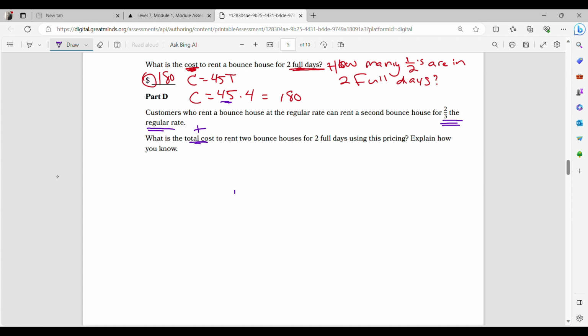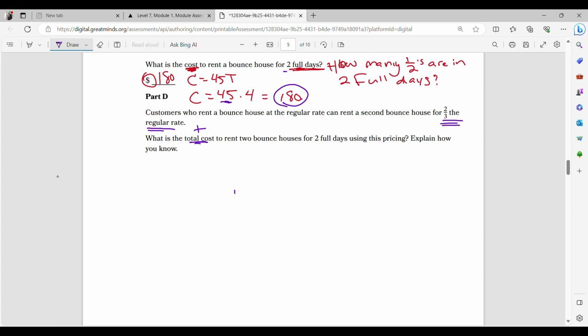Total cost to rent 2 bounce houses. We just did that right up here. 2 bounce houses for 2 full days using this pricing. So 1 bounce house is a bounce house for 2 full days. 1 bounce house for 2 full days is this. So adding a second is 2/3 the price of this. So we need to find 2/3 the price of 180 and then add that to 180.